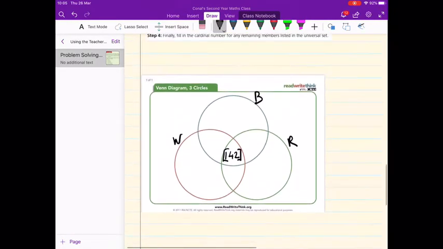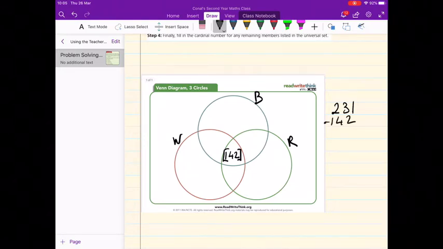Then we had 231 wanted blue and red. So that's 231 altogether wanted blue and red. So what we have to do is say, well, if there's 231 altogether wanted blue and red, that's 231, and we have to subtract 142 from it. So that will leave us with how much? Let me see. So 231 minus 142 is about 90 or so.